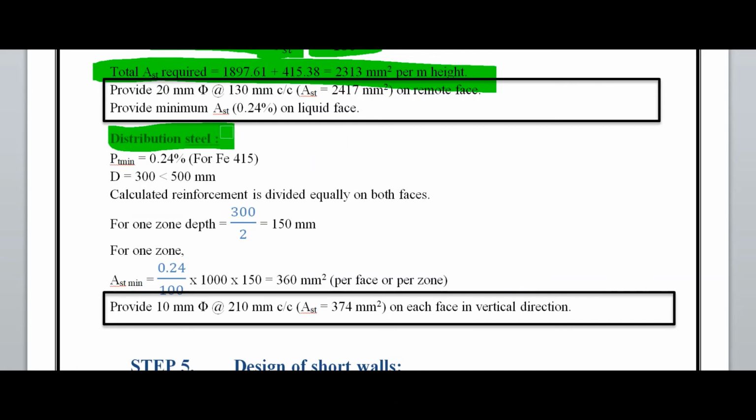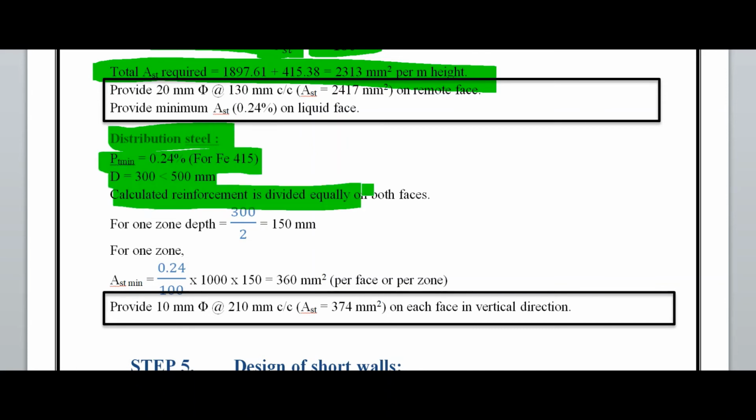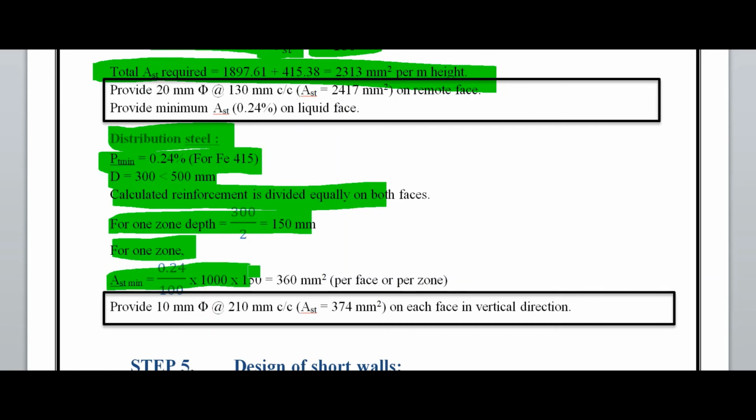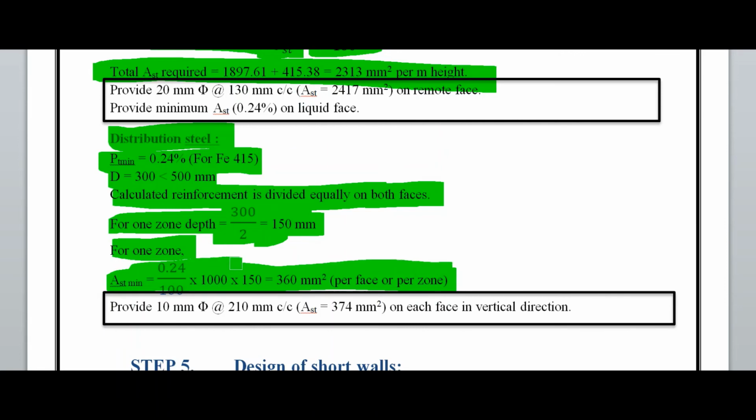Now we have the distribution steel. So PT minimum is 0.24%, right? For distribution steel, the calculated reinforcement is divided equally on both faces. So 300 is the thickness, so 300 by 2 is equal to 150 mm. So AST provided for the 150 mm is 360 mm square for one face and 360 mm square for the second face. So provide 10 mm diameter at 210 mm center to center on one face, and the same for the second face in the vertical direction.